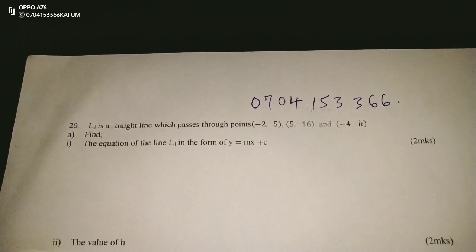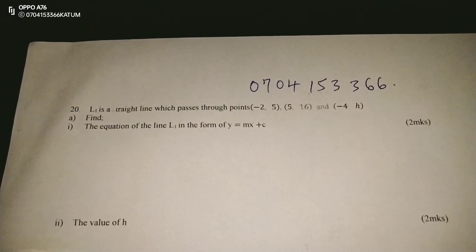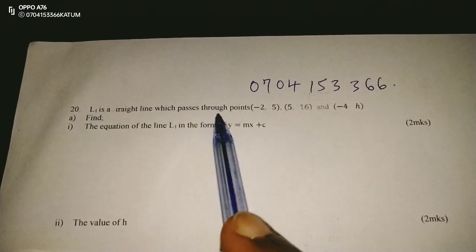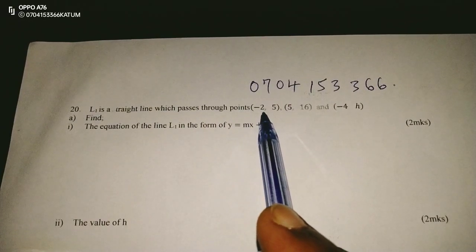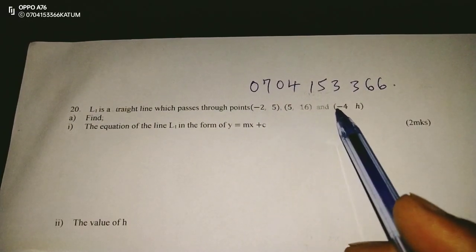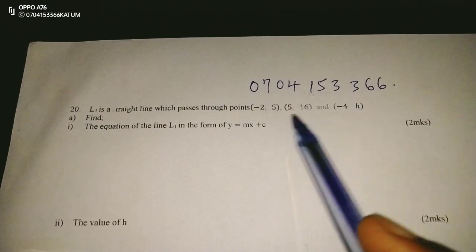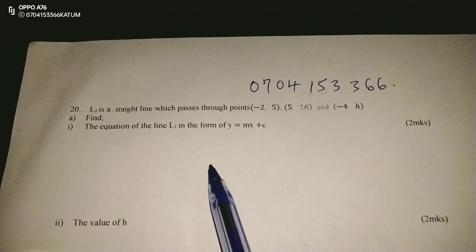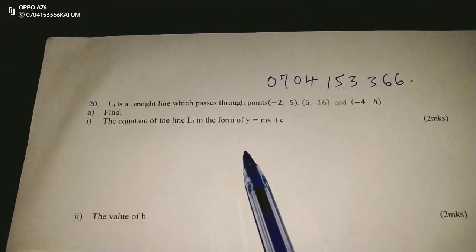We're going to discuss the equation of a straight line. Number 20. L1 is a straight line which passes through points (-2, 5), (5, 16), and (-4, h). Find part 1, the equation of L1 in the form y = mx + c.